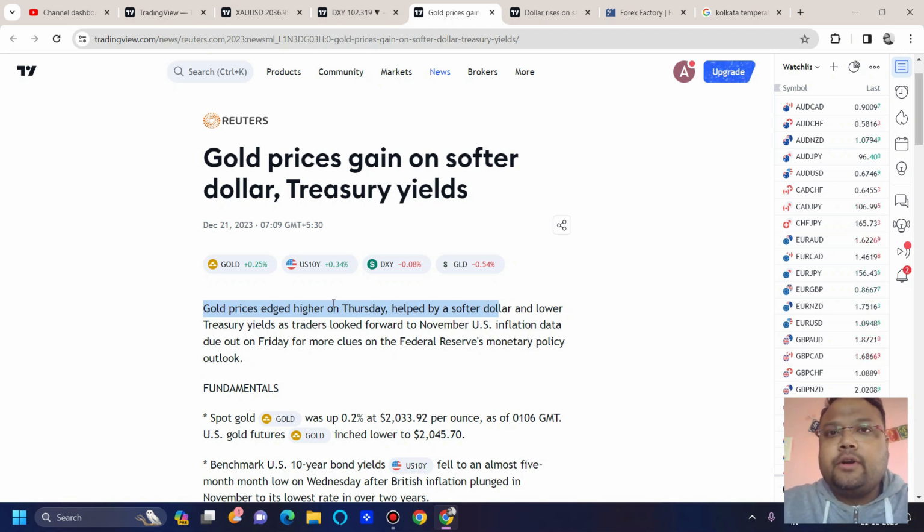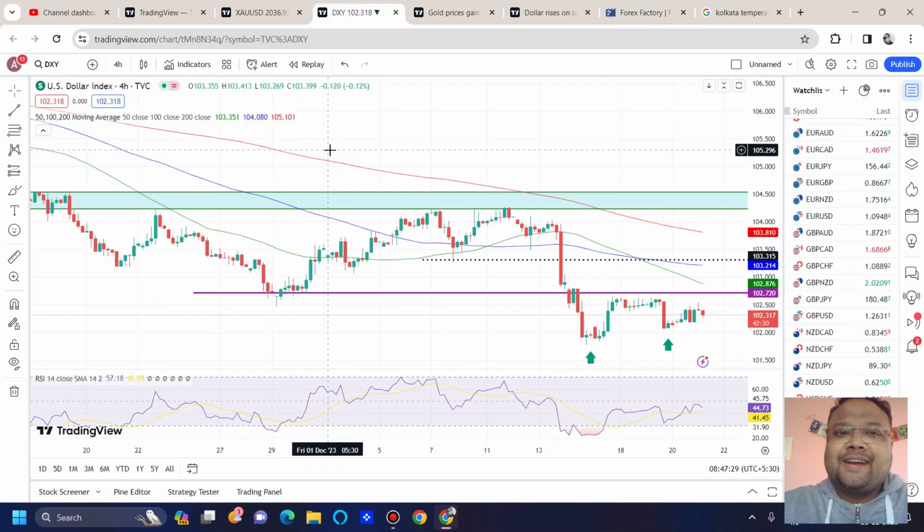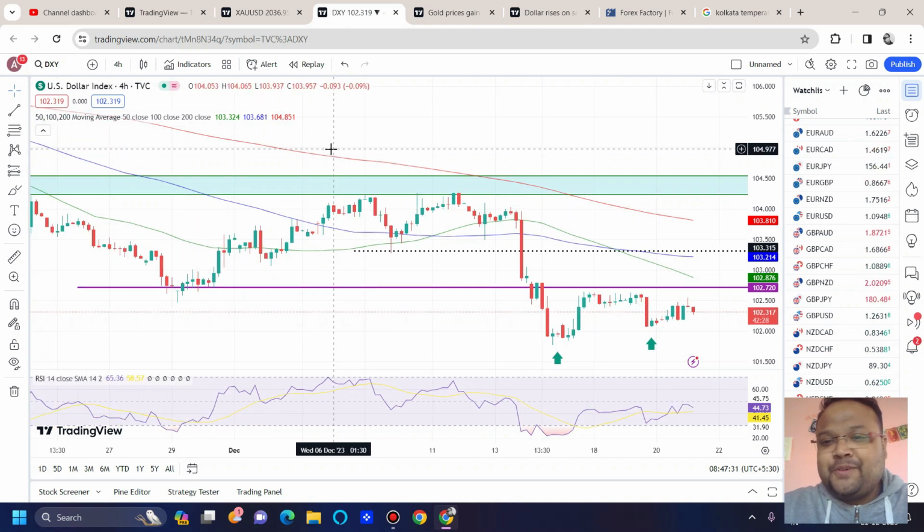So the market is waiting for news that is coming tomorrow. Tomorrow we have news coming up where we'll be having the US inflation data. And after that, the market will be on holiday. You can see 25th holiday, 26th holiday. So yes, the market is in full party mode.